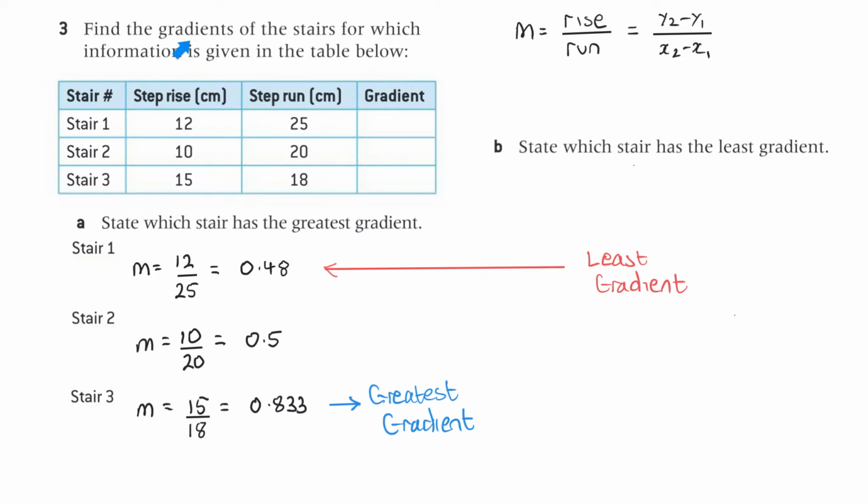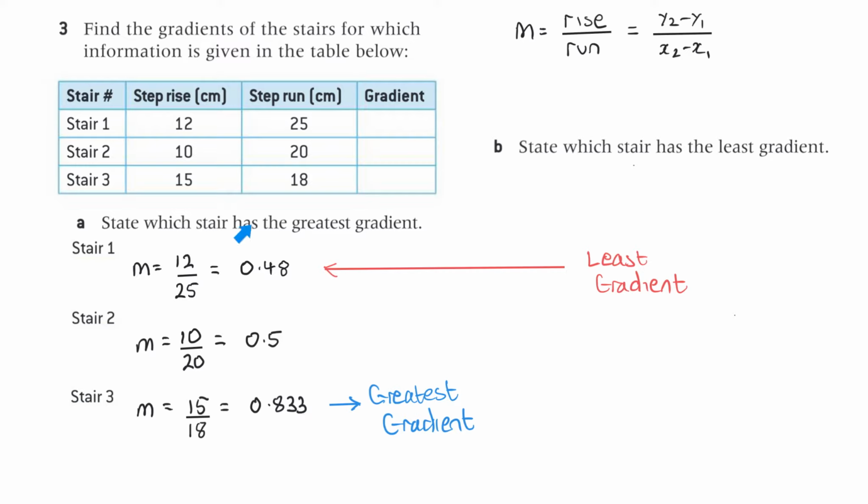3. Find the gradients of the stairs for which information is given in the table below. Okay, there's the rise and that's the run. We know that the slope is defined as the rise over the run, and so they've just given us that. We don't know these points, y and x's, but we do know that the total rise is 12 for the first one and the total run is 25. So that's 12 over 25, which is 0.48. For the second one, the rise is 10, the run is 20. 10 over 20, that's a half. And the rise for stair 3 is 15, so it's 15 divided by the run, 18. So this one's 0.48, 0.5, 0.833.